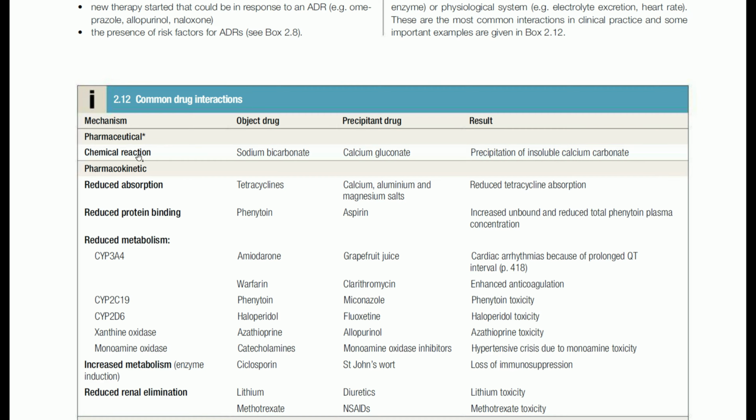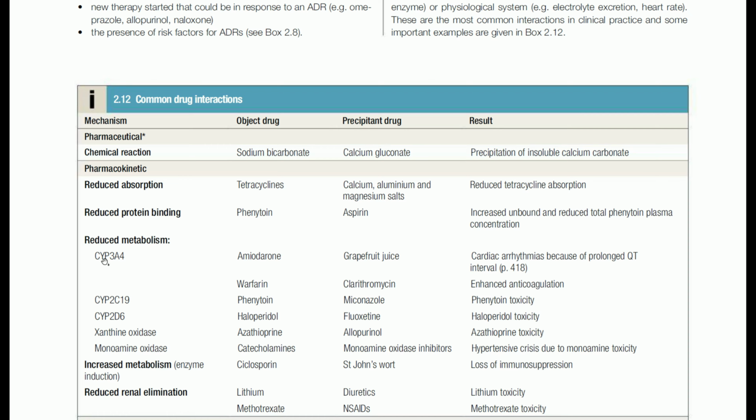Pharmaceutical. Chemical reaction: sodium bicarbonate is the object drug, the precipitant drug is calcium gluconate, and the result is precipitation of insoluble calcium carbonate. Pharmacokinetic, reduced absorption: tetracycline, precipitant drug calcium, aluminium, and magnesium salts. Result, reduced tetracycline absorption. Reduced protein binding: phenytoin, aspirin, increase unbound and reduce total phenytoin plasma concentration.